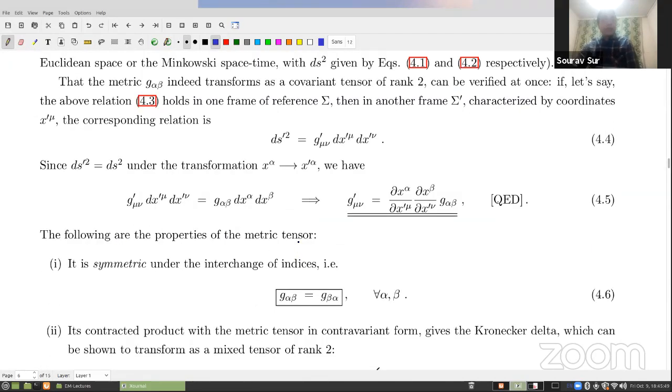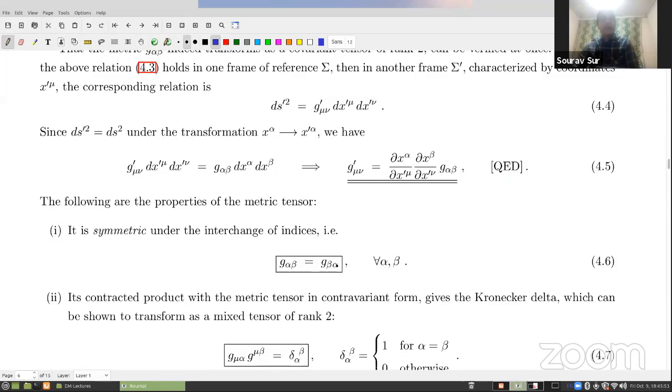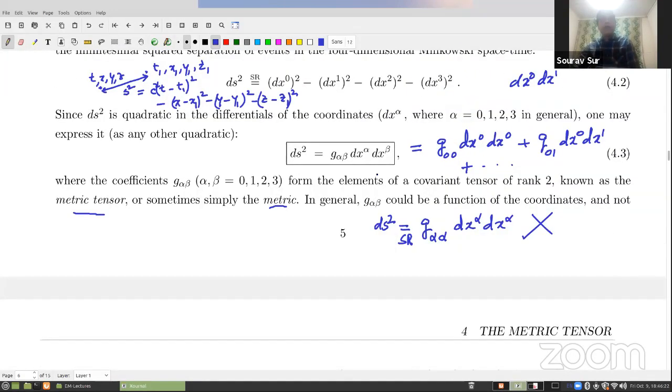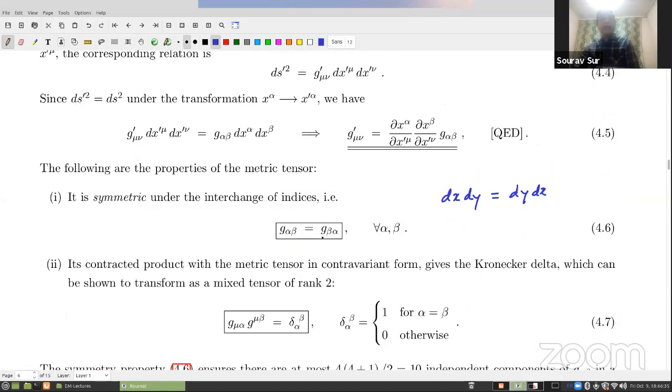The following are the properties of the metric tensor. First of all, it is symmetric. It is symmetric because we know that the coordinate differentials dx, dy, let's say, these types of products, they always commute. So that means when you take the sum, g alpha beta dx alpha dx beta is same as g beta alpha dx beta dx alpha. So that means g alpha beta is equal to g beta alpha.